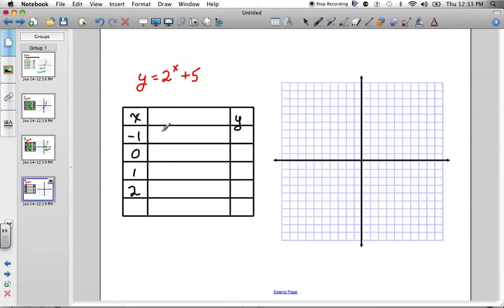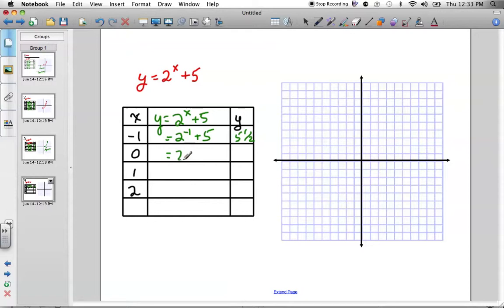Okay. Let's look at this one. Again, you want to try this one on your own. Go ahead and pause the video. And on this, we go ahead and put in our values, 2 to the negative 1 plus 5. When we do that, we'll get a value of 5.5.